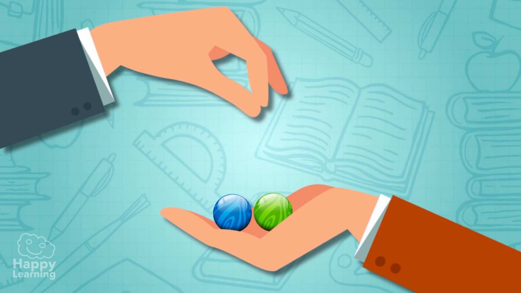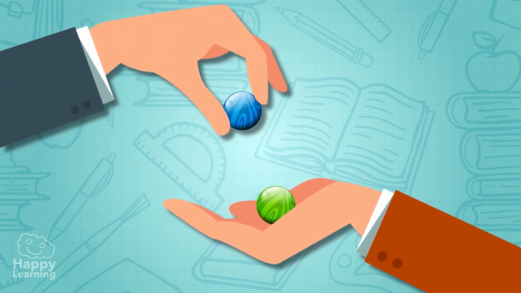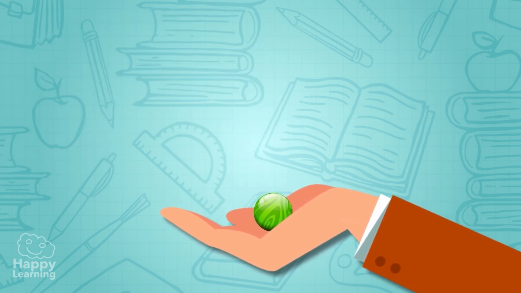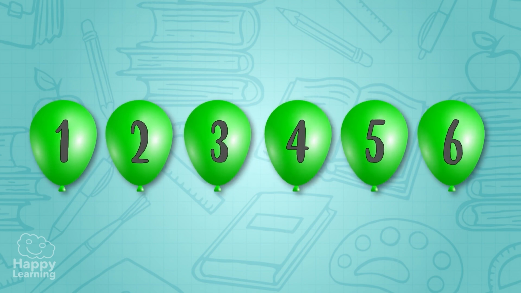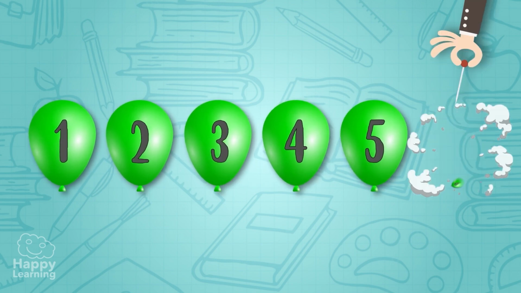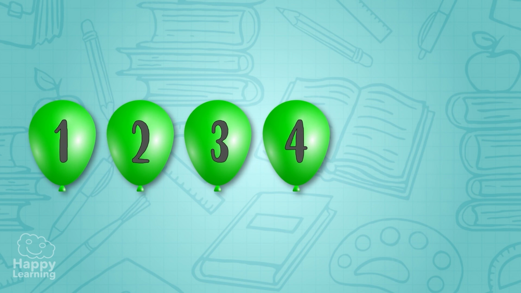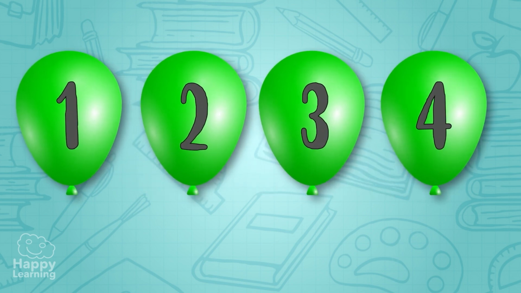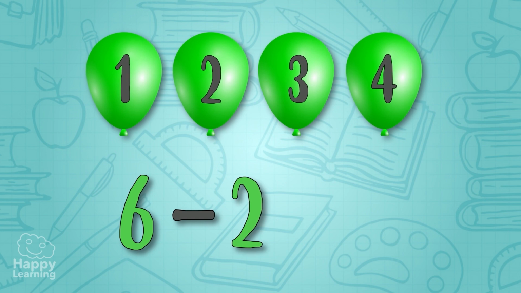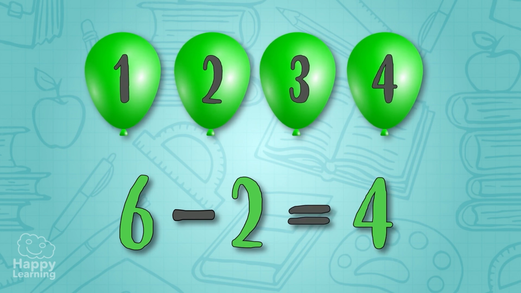Subtracting is the opposite of adding. It's taking away a smaller amount from a larger amount. For example, if we have 6 balloons, but 2 of them burst, we've got 1, 2, 3, and 4 balloons left. 6 minus 2 equals 4.